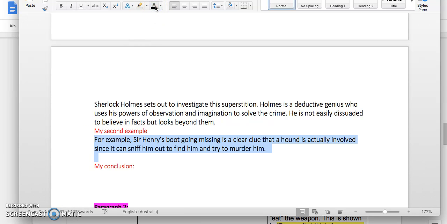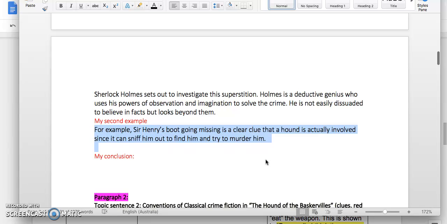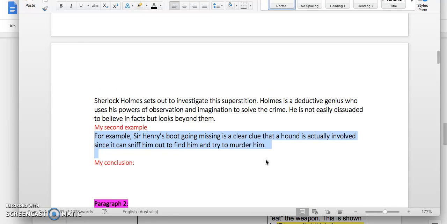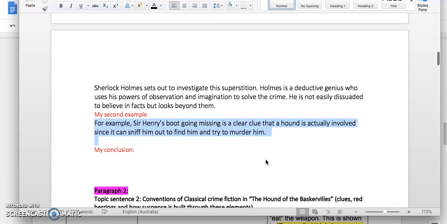Now, how do I prove that? For example, Sir Henry's boot going missing is a clear clue that a hound is actually involved, since it can sniff him out to find him and try to murder him. Who actually finds that? We know that Sherlock Holmes finds that out later on. So I'm actually proving that Holmes is that deductive genius there. But I get a specific example from my film.